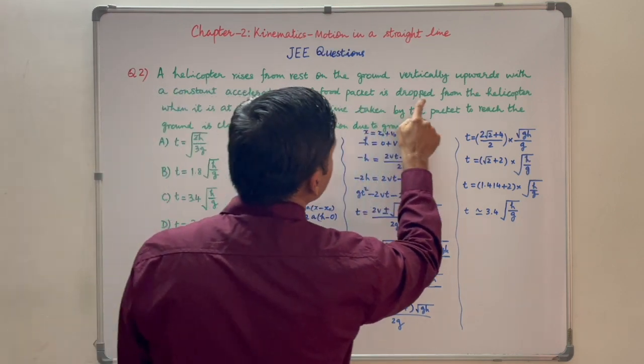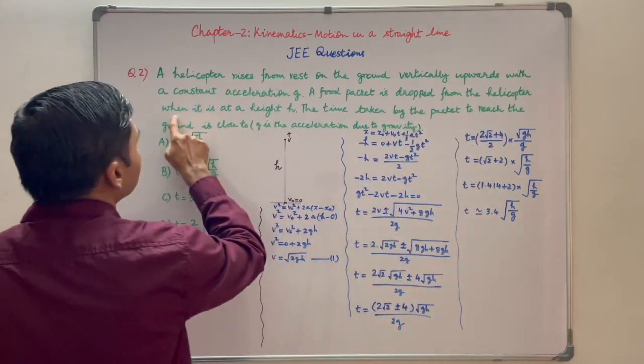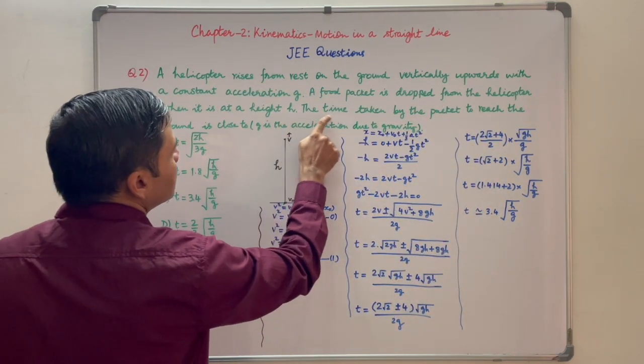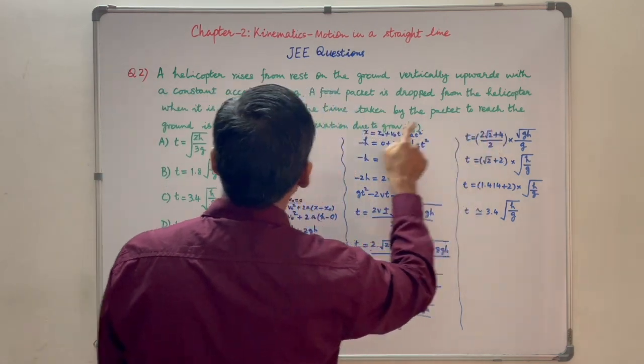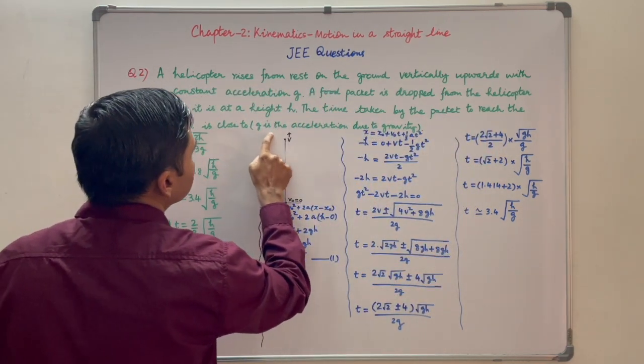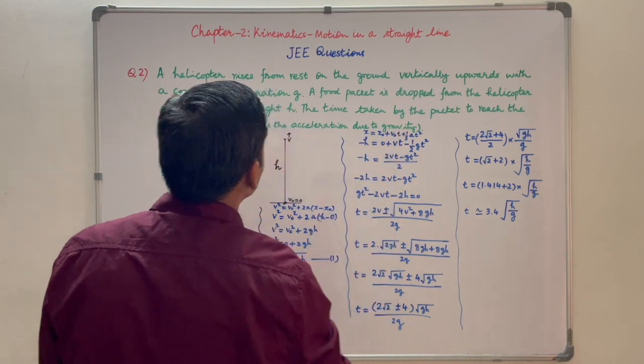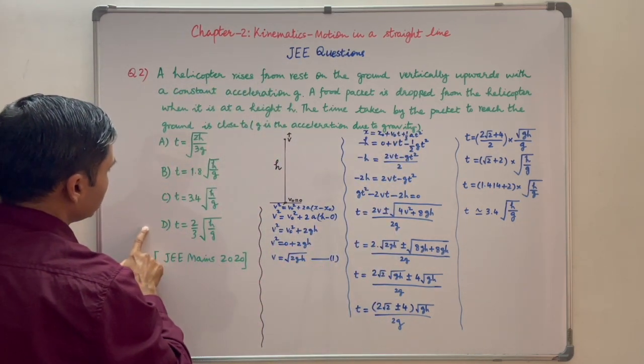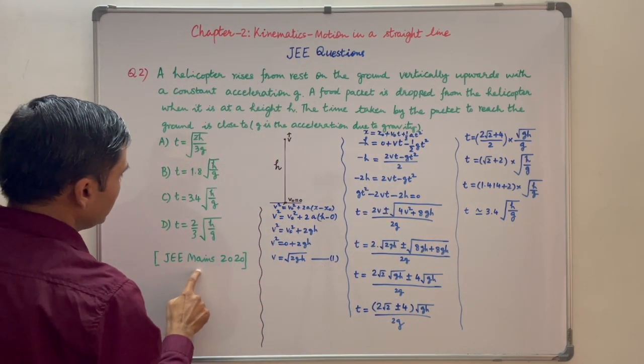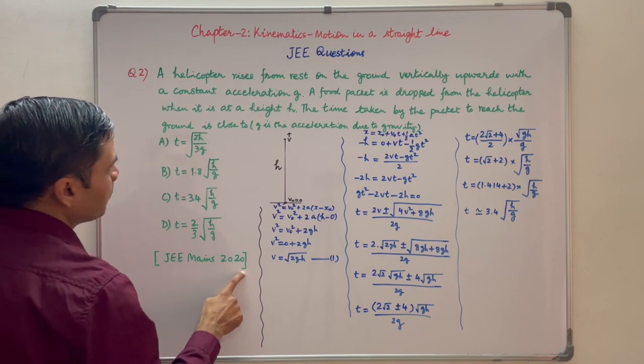A food packet is dropped from the helicopter when it is at a height h. The time taken by the packet to reach the ground is close to, where g is the acceleration due to gravity. These are the options given. This question appeared in JEE Mains 2020.